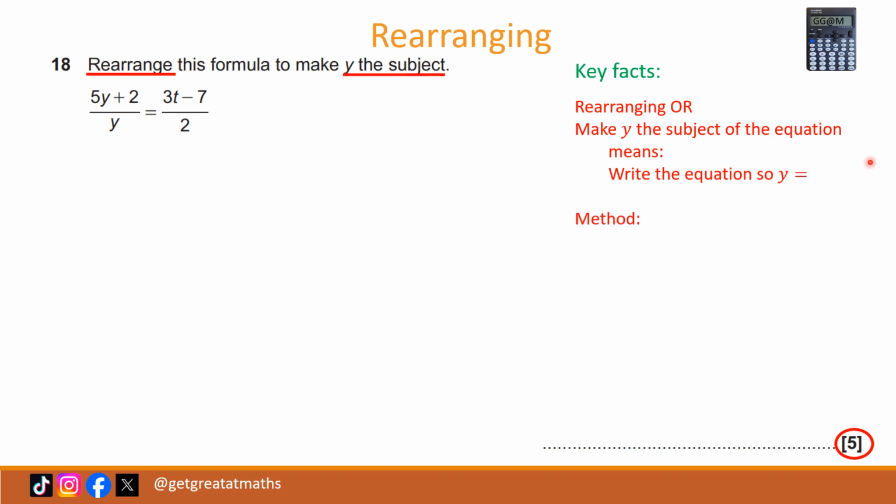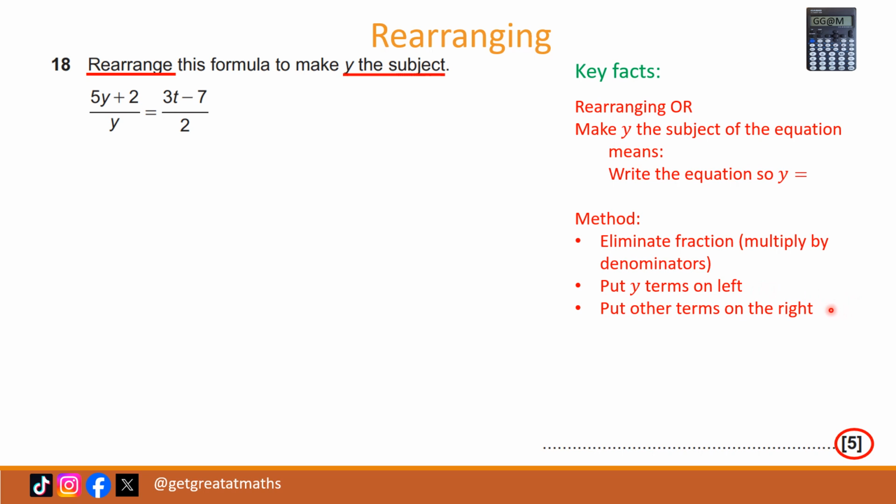Now, to be able to do this, we need to know the method. So the method is that we need to eliminate the fraction. You can see here I've got a fraction on both sides, so I've got a divide by y and a divide by 2. I've got to do the opposite to dividing to get rid of these fractions, which is multiplying by these denominators. I'm then going to put all the y terms on the left-hand side, and the other terms onto the right-hand side. Before you do this, you probably have to expand first once you've multiplied out, but that's an extra step that you can add in yourself, just to be able to move the terms onto the left and onto the right.